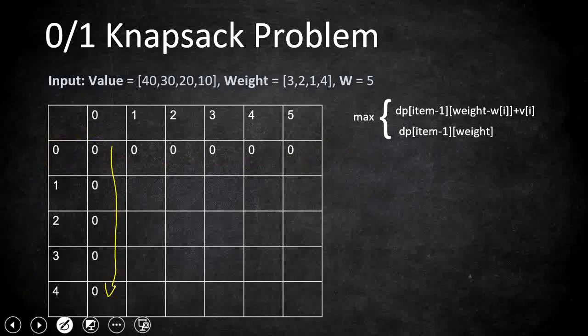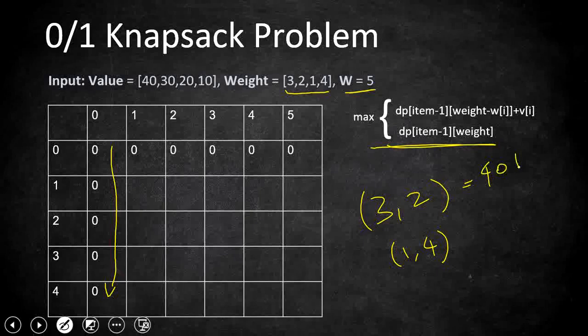So now it's time to fill each cell by using this formula. Before filling the value, consider the maximum capacity is 5 and the weights given are 3, 2, 1, 4. The possibility of filling the bag is 3, 2, which gives the overall weight of 5, or 1, 4. If you add the values of 3, 2, it is going to give us 40 plus 30, which is 70. And if you consider 1, 4, the value is going to be 20 plus 10, which is 30.